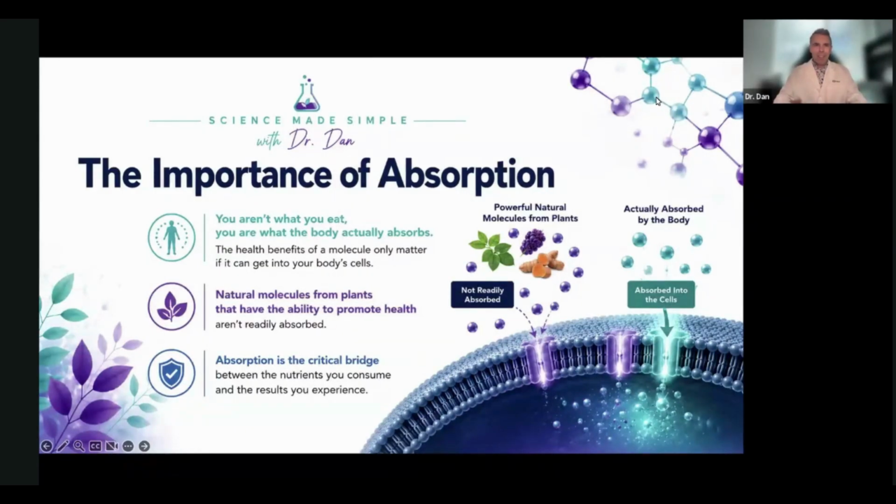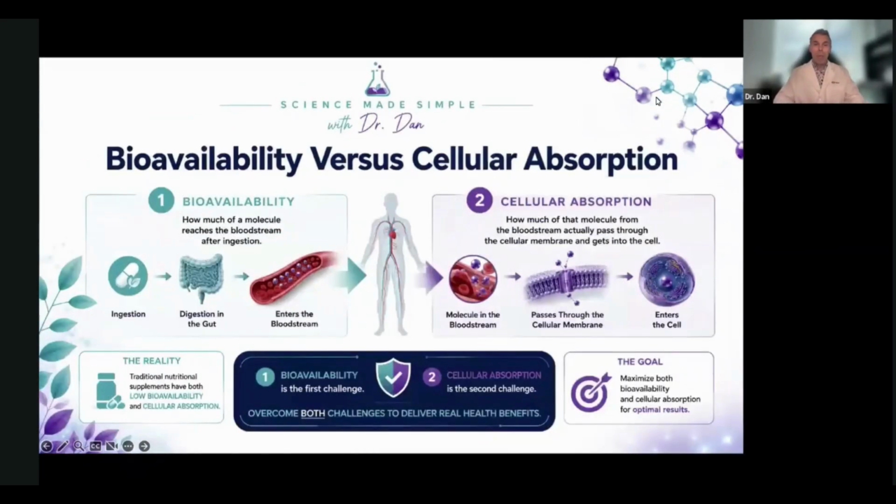When you look at plants and the molecules in plants, these molecules are not readily absorbable because they're not water soluble. They're what we call hydrophobic. These molecules, they don't like water. And that's a problem as the body is between 60 to 80% water, depending on what part of the body we're talking about. The other thing we need to understand is the concept of bioavailability versus cellular absorption. And these are two different things. A lot of people treat them as the same and use those words interchangeably, but they're not. So let's talk about that.